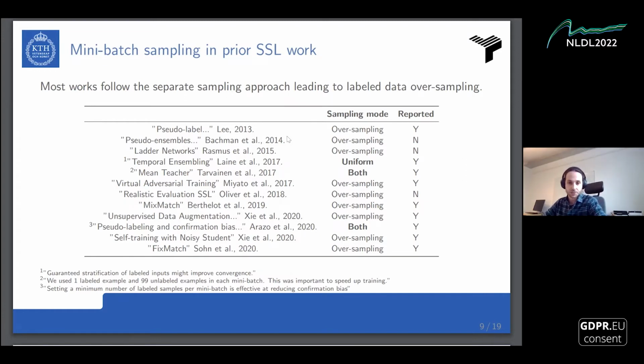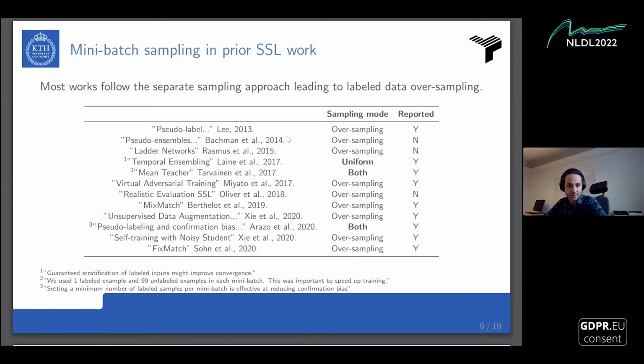And if we look into the literature of the past 10 years-ish, most of the works use the oversampling of the labeled data approach, but some of them, only these 3 works identified here, also use the uniform sampling. And it is in those 3 works where there are some hints at why one or the other approach can be better.